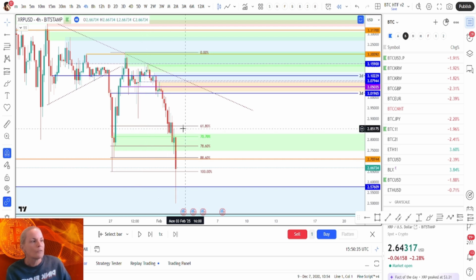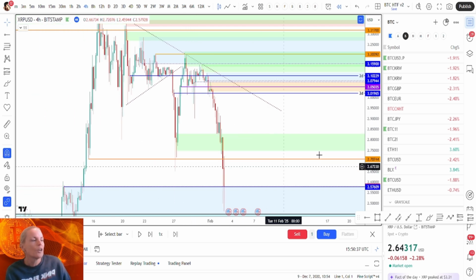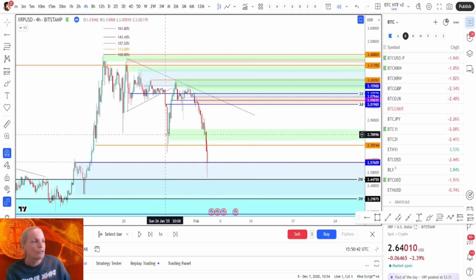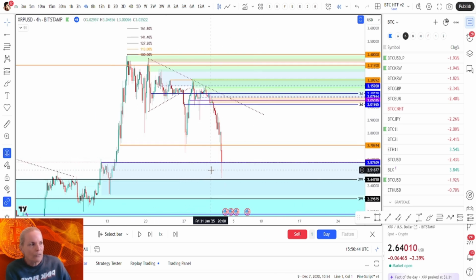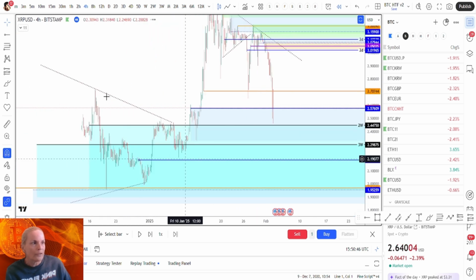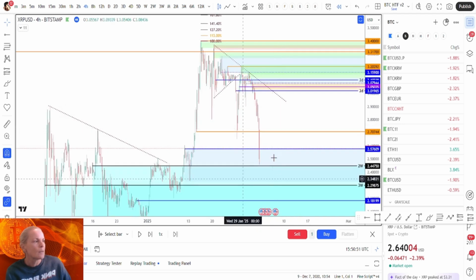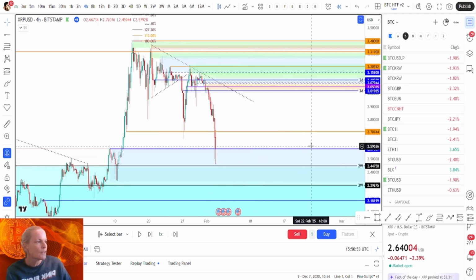Okay, so yeah, that long would have not worked, and that's when we've obviously started to get the bigger drop now. We are down into the 2-week demand here. So again, as I've said before, this for me is a weak demand, so it's not something that I would have wanted to long. I'm not sure if we're going to get a pre-bounce here before the bigger drop, but let's see.